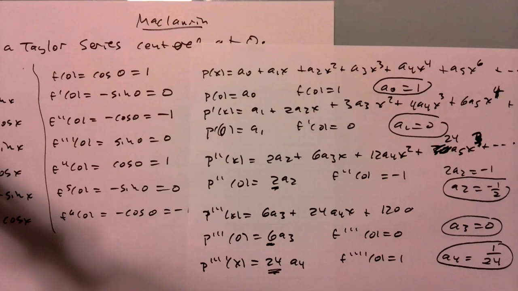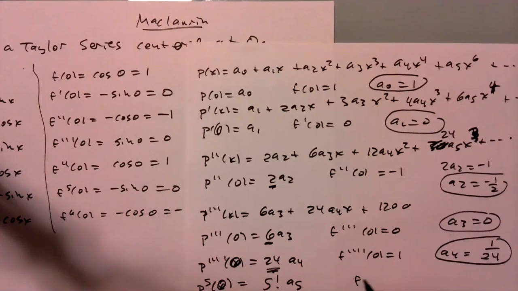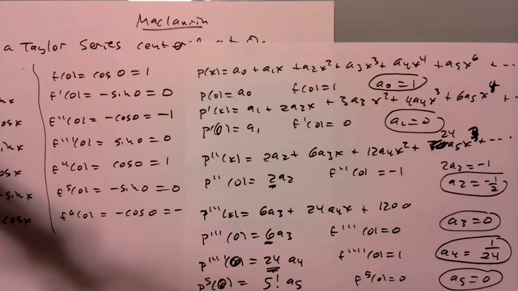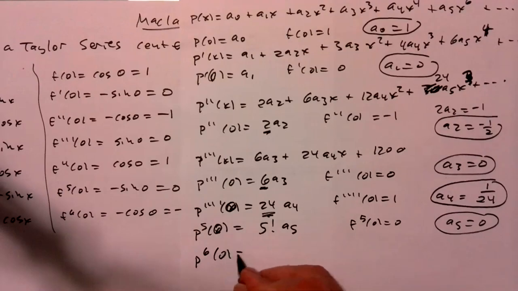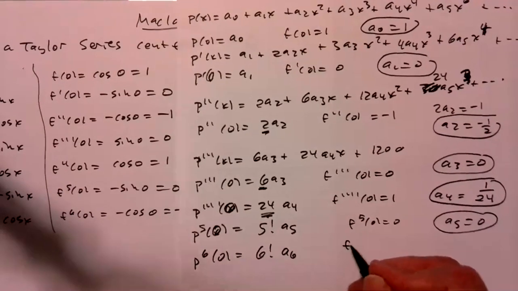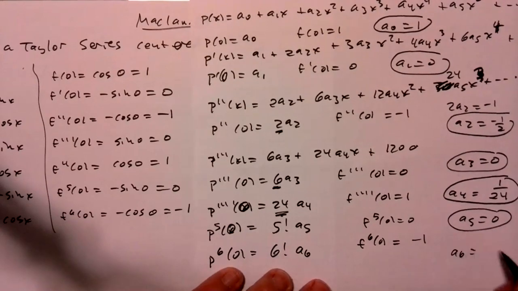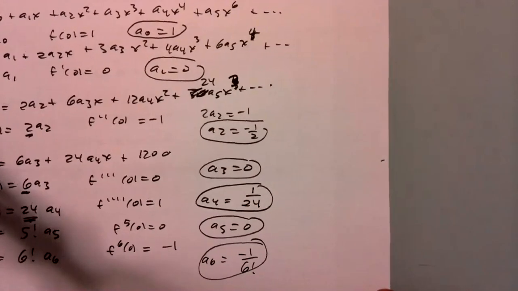Okay, so the fifth derivative of 0 is going to be 5 factorial a5 and f5 of 0. So a5 is 0, and then p6 of 0 is 6 factorial a6. f6 of 0 is negative 1, so a6 is negative 1 over 6 factorial. So we have all this stuff. This stuff should help me indeed get my Taylor series.